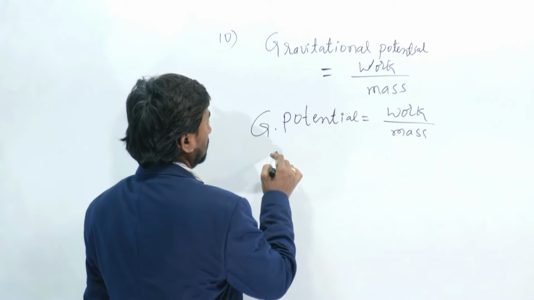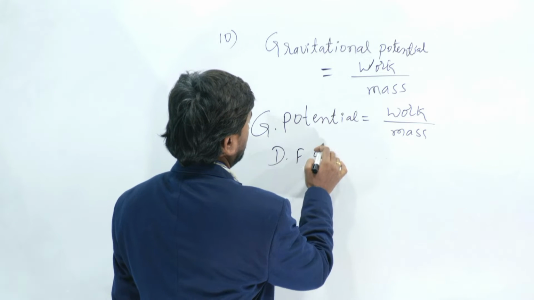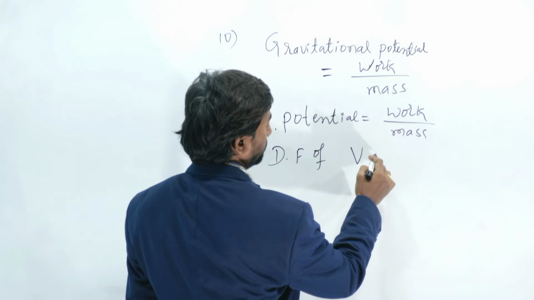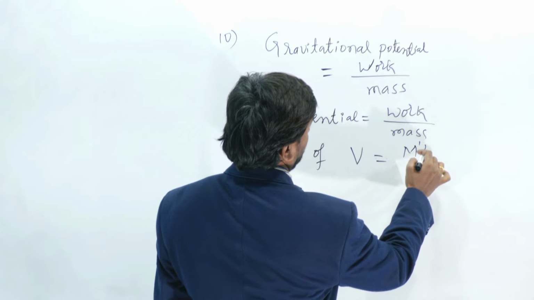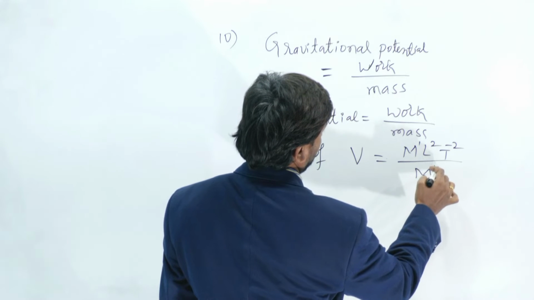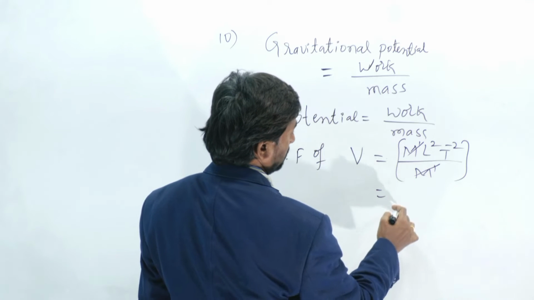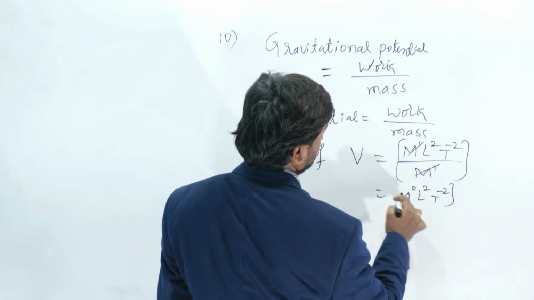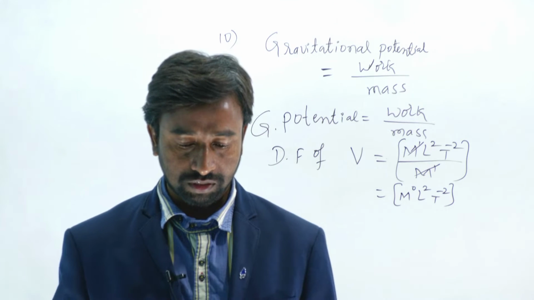So we know the dimensional formula of this now. The dimensional formula of gravitational potential, we'll represent with V. V is equal to work done, we know, M power 1, L power 2, T power minus 2, divided by mass. So here the mass term will be cancelled. So we will get M power 0, L power 2, T power minus 2. That is the answer. Now the options are given here.